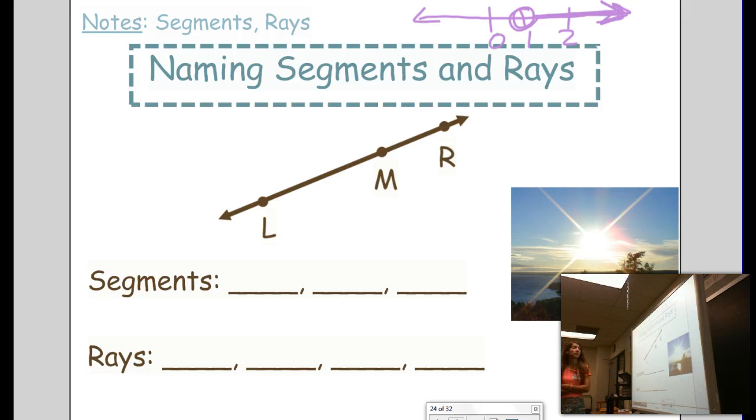Okay, you can't name it with three letters. That is the shortest segment you can name up there, right? So write it down. We're just practicing naming.